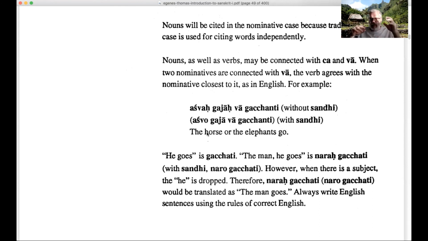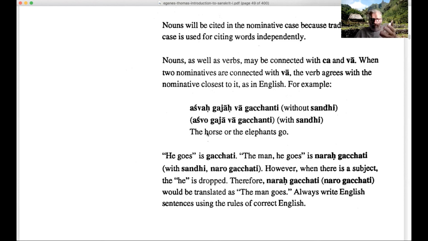So we can connect, remember, in simple sentences where we just had verbs, gachati, smarati. He goes and remembers. So gachati cha smarati cha, or gachati smarati cha. He goes and remembers. He goes and he remembers. So we're connecting two verbs with cha. So we could say gachati va smarati va. He goes or he remembers. Or we can say gachati smarati va. He goes or he remembers.